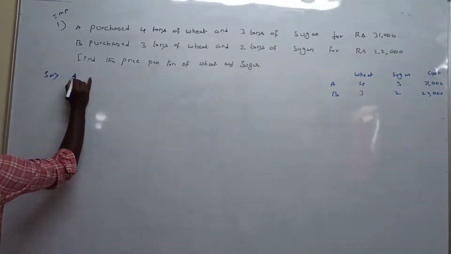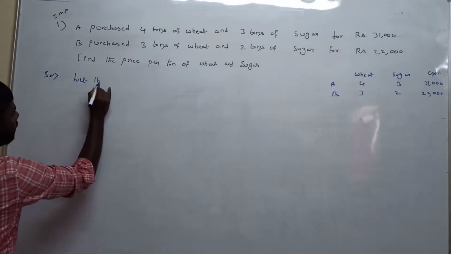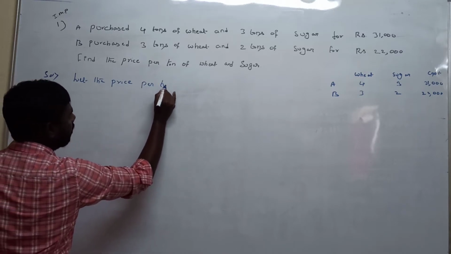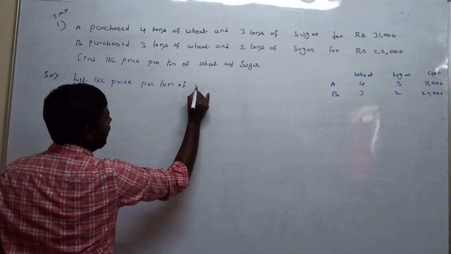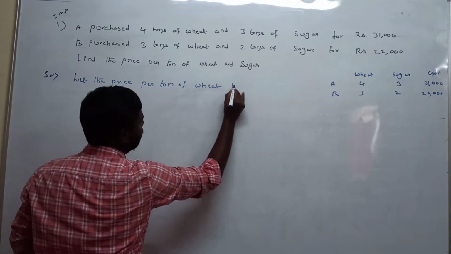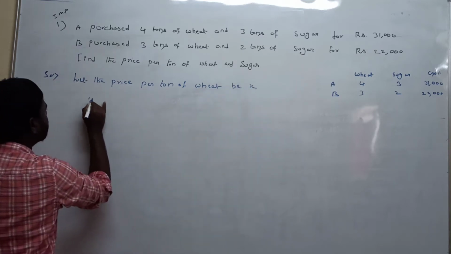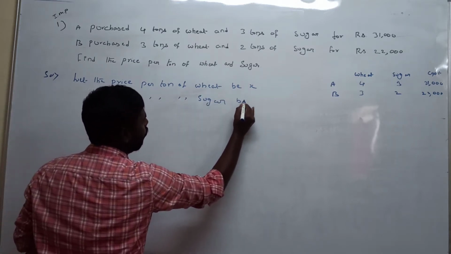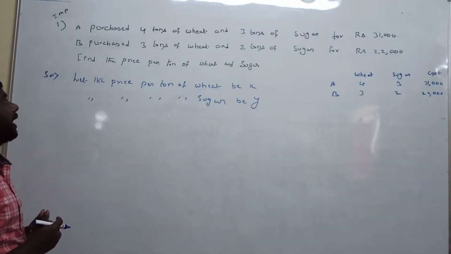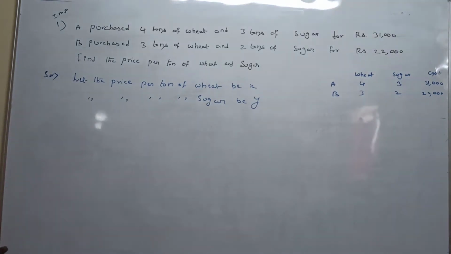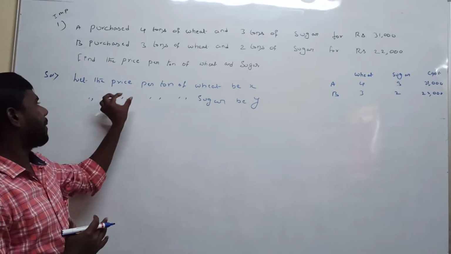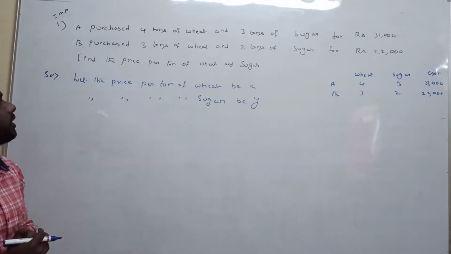So first of all, let the price per ton of wheat be X. Next, the price per ton of sugar be Y. First we have to calculate the price per ton of wheat and the price per ton of sugar. That's why we are assuming the price per ton of wheat be X and the price per ton of sugar be Y. Listen to the question.